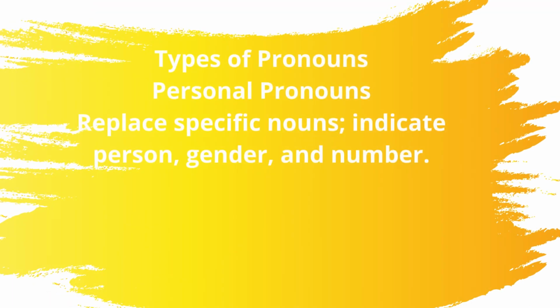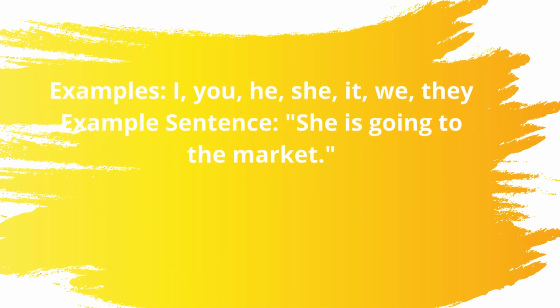Types of pronouns. Personal pronouns replace specific nouns. They indicate person, gender, and number. Examples: I, you, he, she, it, we, they. Example sentence: she is going to the market.